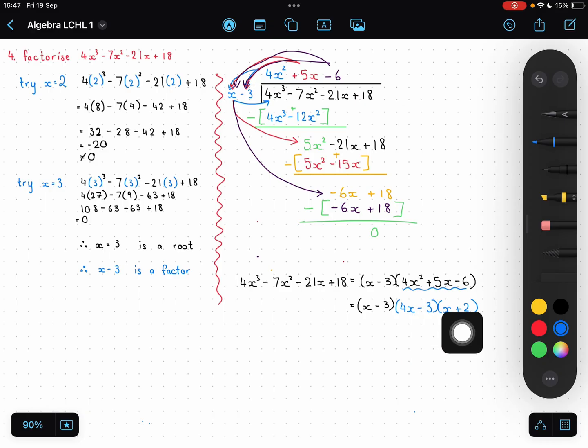So these three factors could be written in any order depending on what the first root you find is, and that's fine. As long as you end up with those three brackets at the very end, that's what we're looking for to have that fully factorised.